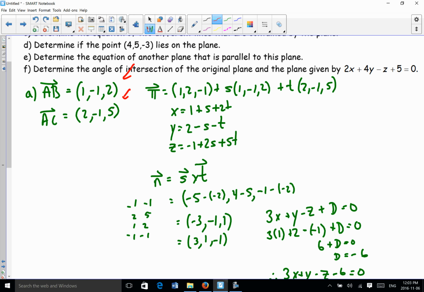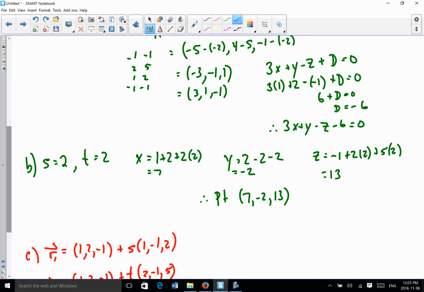D, determine if the point 4, 5, negative 3 lies on the line. Oh, sorry, lies on the plane. Well, how can I check that? Well, the best way is by either using my parametric and solving for S and T. Well, that seems like a lot of work. Or even better, by using my Cartesian and plugging that in for X, Y, and Z. So 4, 5, and negative 3, and this Cartesian equation.